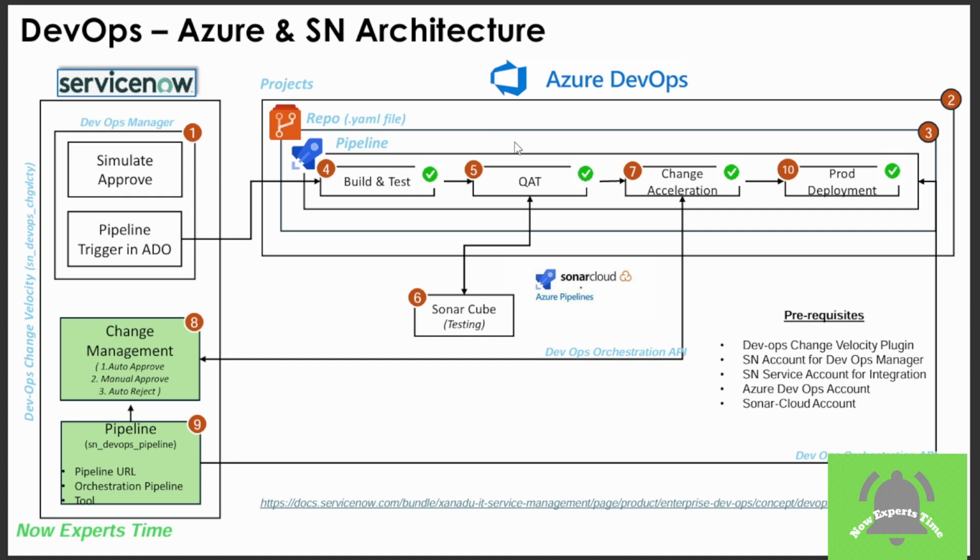Next, when the build and test is executed, it will go to a QAT environment. When the QAT is executing, it is finally connected with your SonarCube to identify the testing percentage. If the testing result is greater than 85%, then this API allows creating a change ticket in ServiceNow. Once the change ticket is created, it should go for approval: auto approval, manual approval, or auto reject. These are all configurations you can do from your ServiceNow change management policies. If the change is approved, the pipeline will execute automatically and the code or relevant items will deploy to production. So this seventh portion completely reduces your manual effort and time consumption. That is the main concept in this architecture.